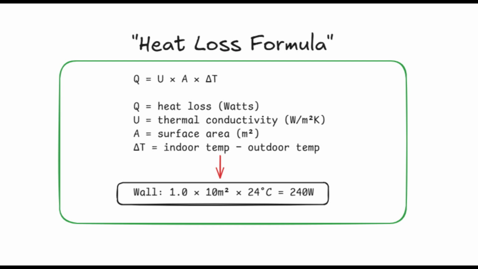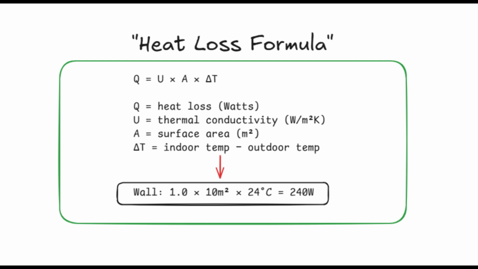Second, U values. This is the thermal performance of each element. An uninsulated wall runs around 1.0 watts per square meter per Kelvin. An insulated wall drops to 0.2 to 0.3. Windows are where most people are surprised. Double glazing sits at 1.2 to 1.4, triple glazing at 0.7 to 1.0. You can find these in your energy performance certificate or estimate them based on when the house was built and what upgrades have been carried out.